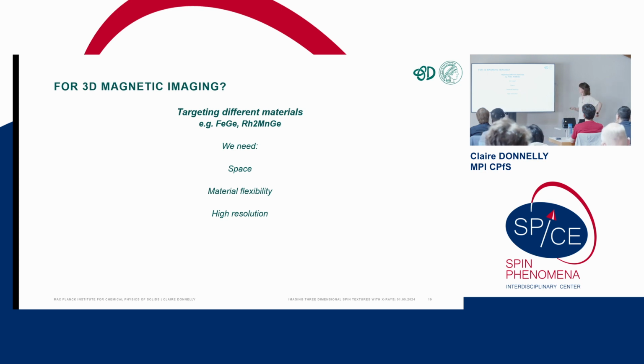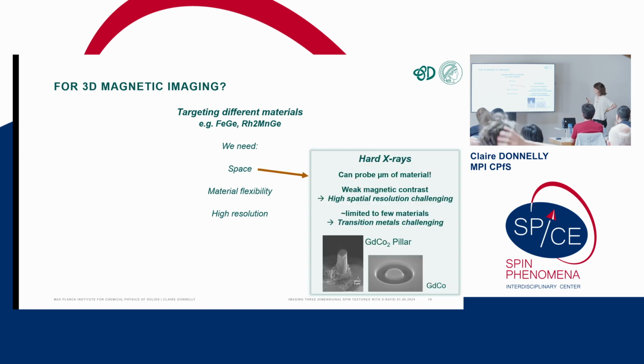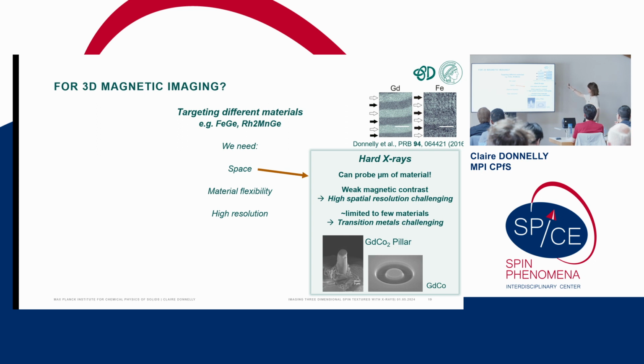Now, we have two different sets of probes for this. First of all, we have our hard X-ray imaging, where we have loads of space, right? We've shown you that we can look at 5 micrometers worth of material. However, the major limitation here is that we can only probe rare earths. So when it comes to transition metals, we really struggle. To give you an idea of the challenge, with an iron gadolinium multilayer, we have very strong contrast at the gadolinium edge, but at the iron edge, if you squint, you can see the stripes, but this is essentially too noisy for us to really be able to do the 3D imaging.